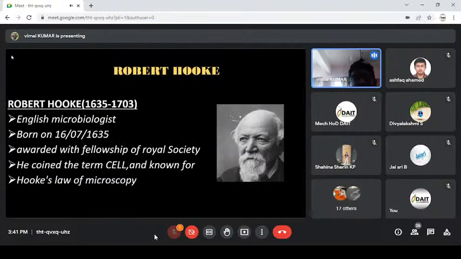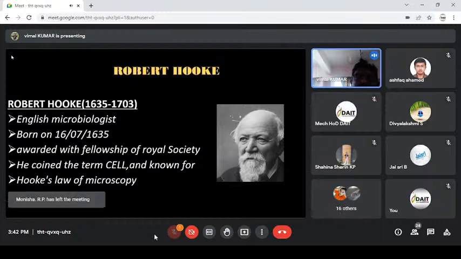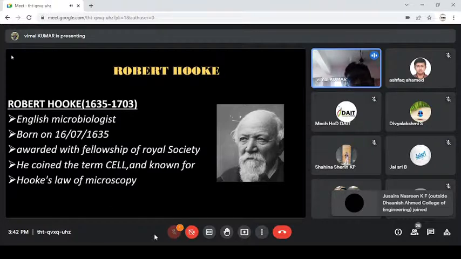And next, we are going to discuss Robert Hooke. He is also one of the English microbiologists. He was born in the year 1635 and awarded the Fellowship of the Royal Society. Every personality here is awarded with high awards. Sir C.V. Raman alone got the Nobel Prize, and National Science Day is celebrated on the day he got the award. That I'll show in the slide. Hooke coined the term cell, and is known for Hooke's law and microscopy.